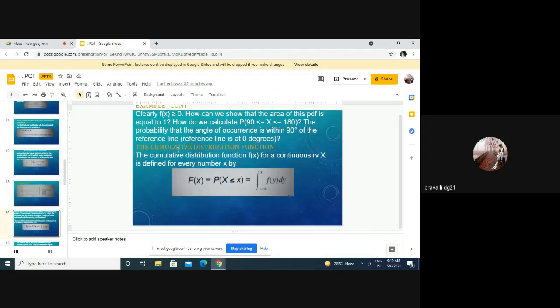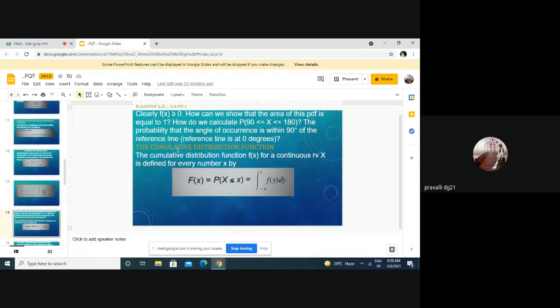Clearly, f(x) is greater than or equal to 0. How can we show that the area under this PDF is equal to 1? How do we calculate P(90 ≤ X ≤ 180), the probability that the angle of occurrence is within 90 degrees of the reference line? The reference line is at 0 degrees.